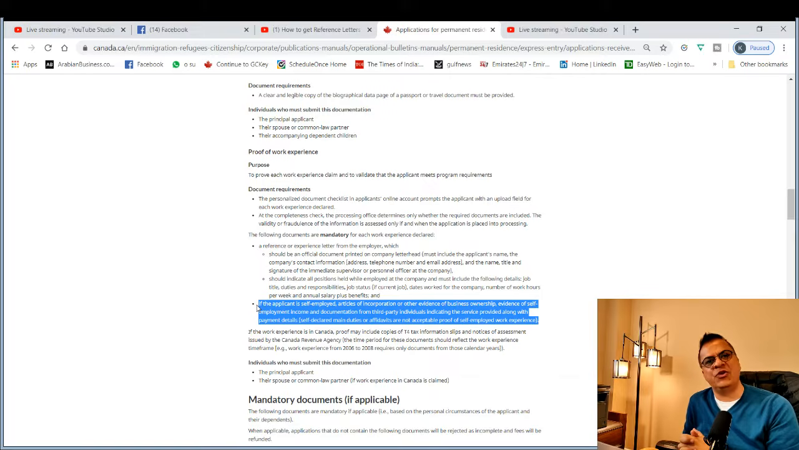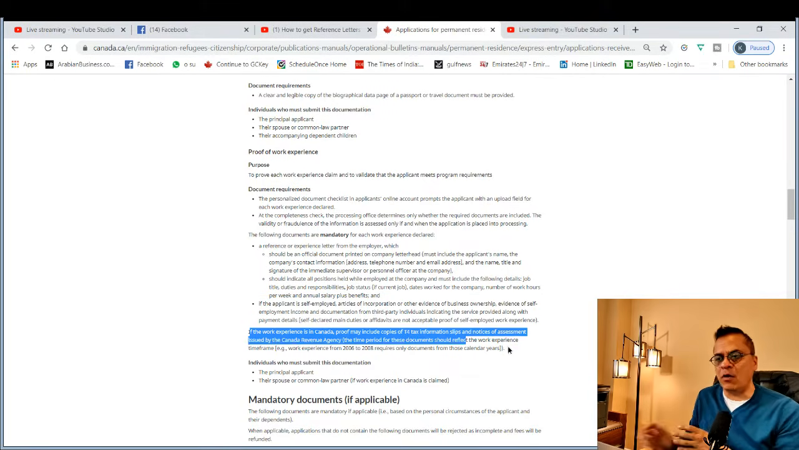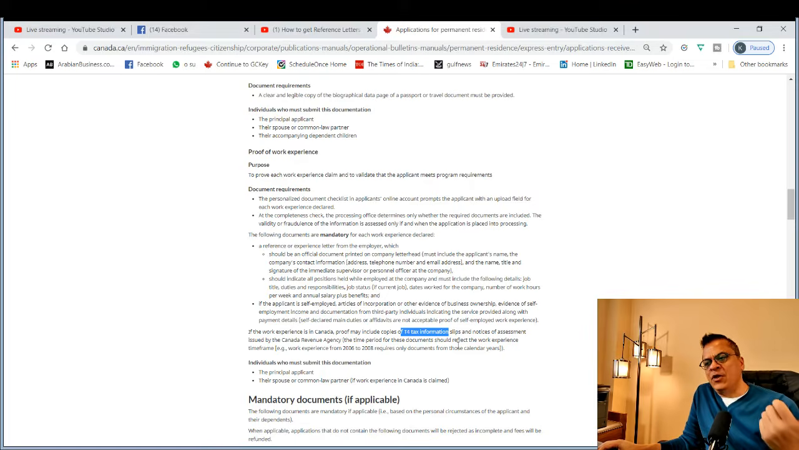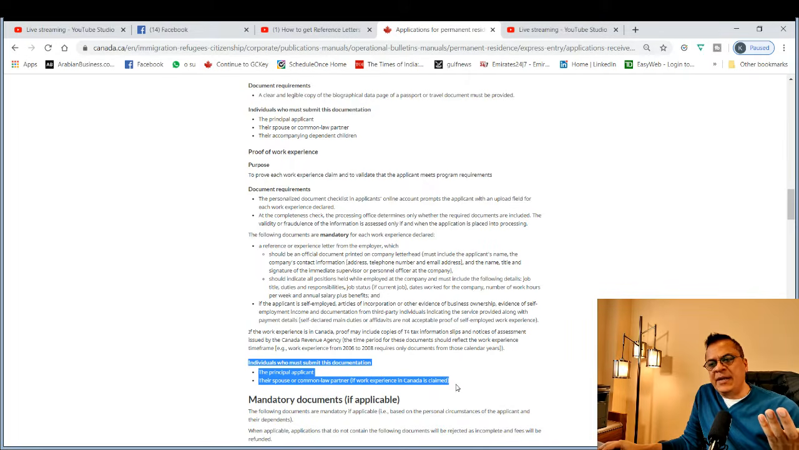Now, it further goes on to state that for the people who are working in Canada, you also need to provide your pay stubs, your T4 tax information, your notice of assessments, etc. All these details need to be provided. Then it further goes on to tell that this documentation has to be provided by the principal applicant, because you are getting points for this principal applicant.